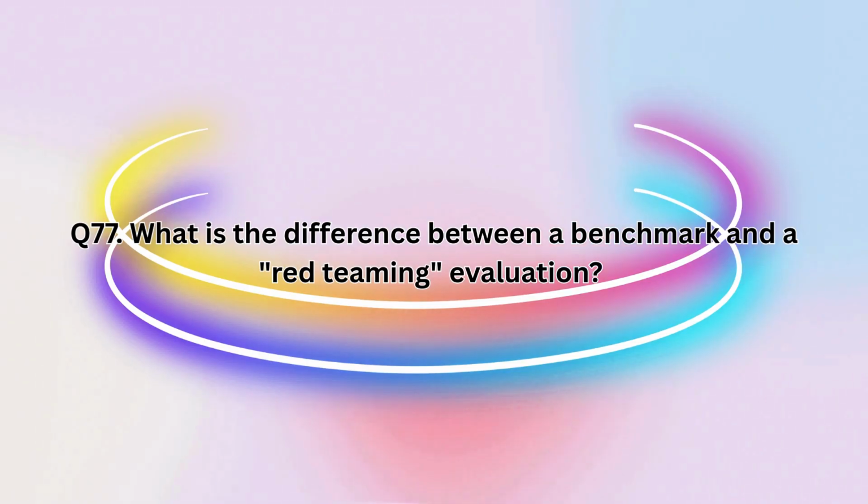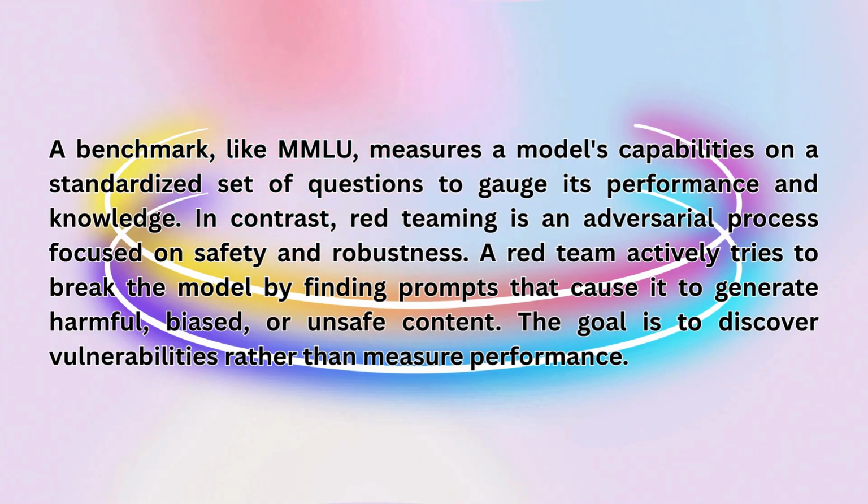What is the difference between a benchmark and a red teaming evaluation? A benchmark, like MMLU, measures a model's capabilities on a standardized set of questions to gauge its performance and knowledge. In contrast, red teaming is an adversarial process focused on safety and robustness. A red team actively tries to break the model by finding prompts that cause it to generate harmful, biased, or unsafe content. The goal is to discover vulnerabilities rather than measure performance.